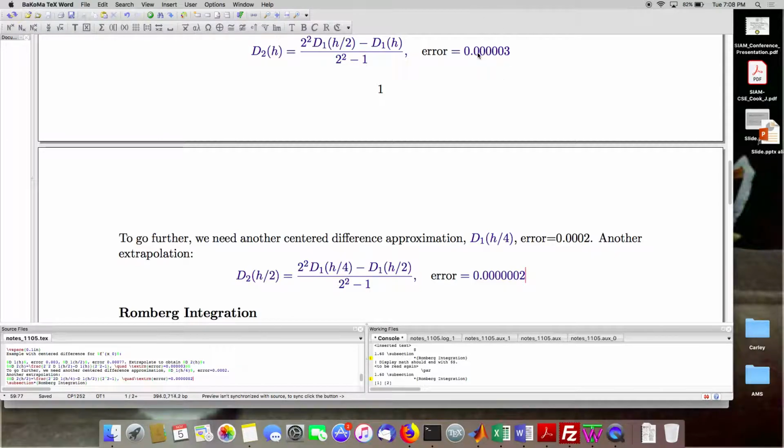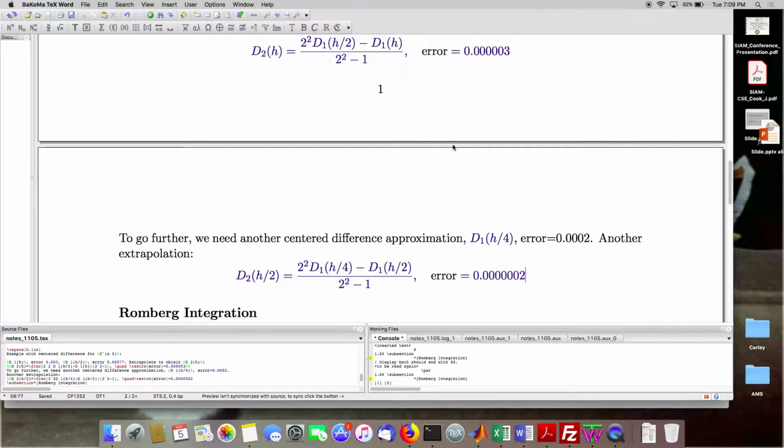These approximations, d2 of h and d2 of h over 2, because the leading error term, order h squared, has already been canceled by the extrapolation, are fourth order accurate. So when you cut h by a factor of 2, the error should be reduced by a factor of roughly 16. And that's what happened between here and here.